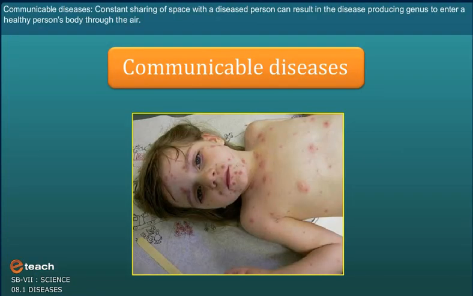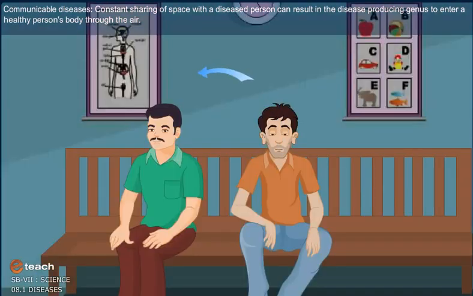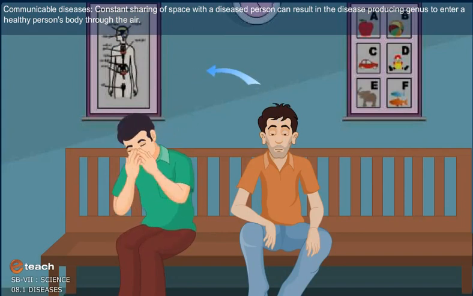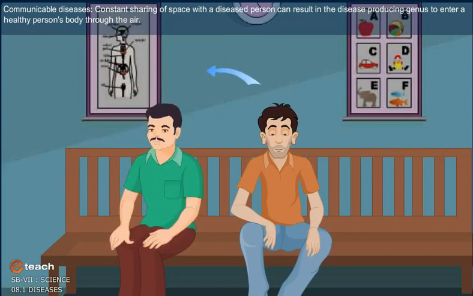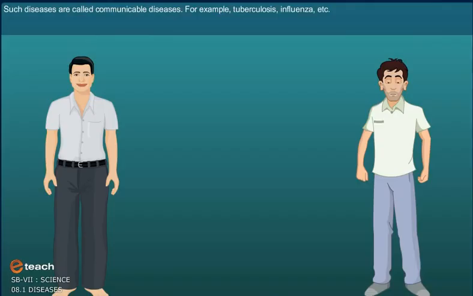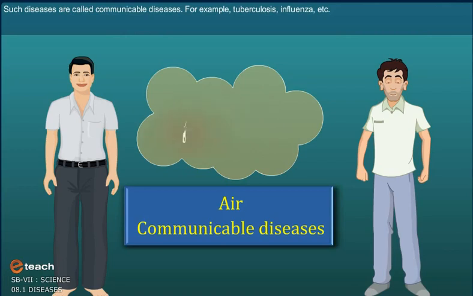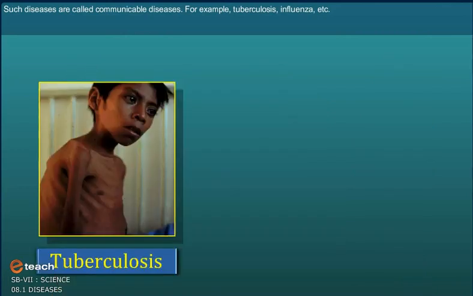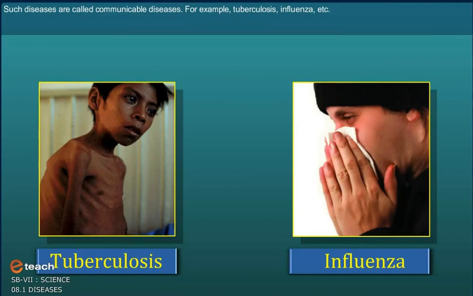Communicable diseases. Constant sharing of space with a diseased person can result in the disease-producing germs entering a healthy person's body through the air. Such diseases are called communicable diseases. For example, tuberculosis, influenza, etc.